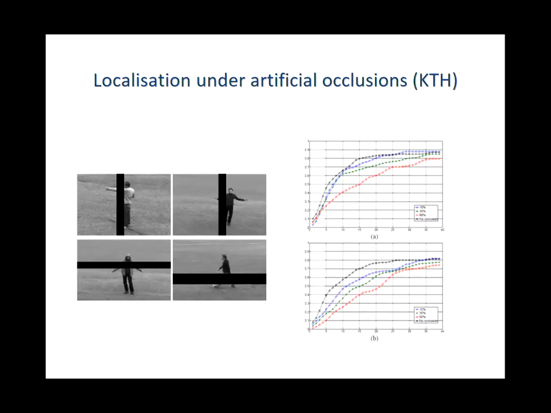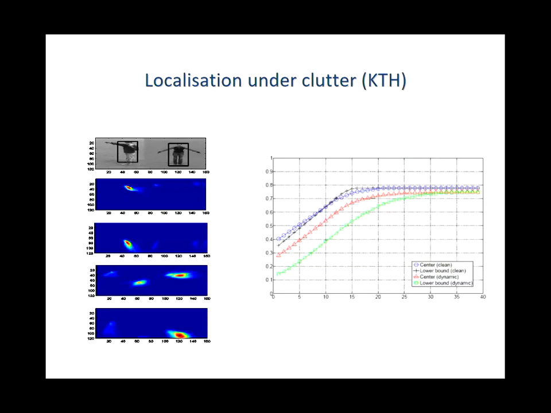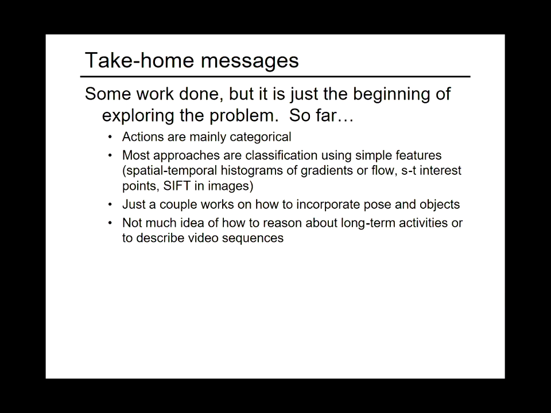the localization accuracy, the black one, if you don't have any occlusion. The blue is if you have 10% occlusion, the red one if you have 60% occlusion. So you see, the accuracy falls, but not dramatically. Now, one thing I have to say is that this is about the KTH dataset, which is a relatively simple dataset. Okay, but in general, what I have said holds. Okay, and I think that this was it.